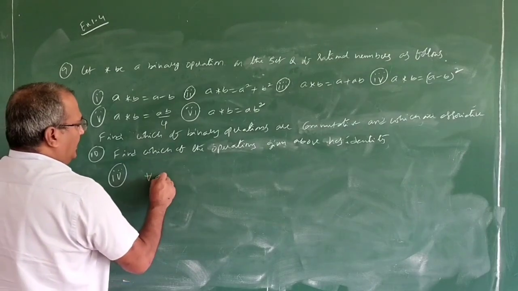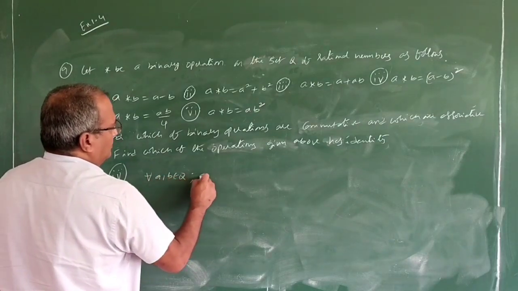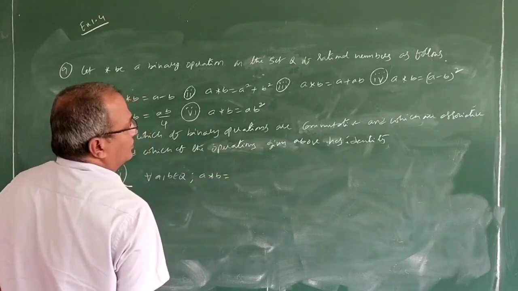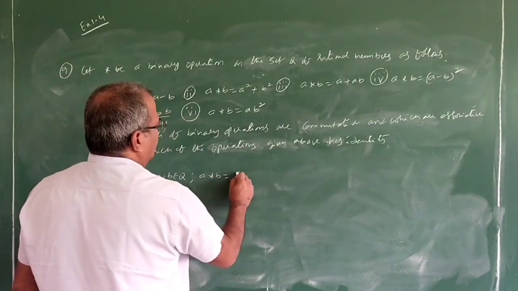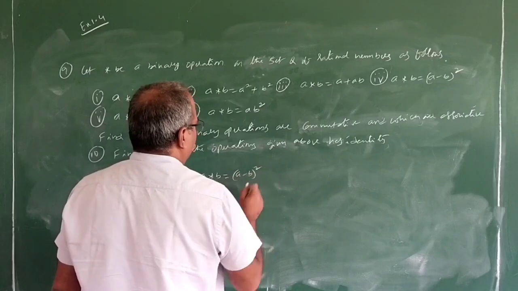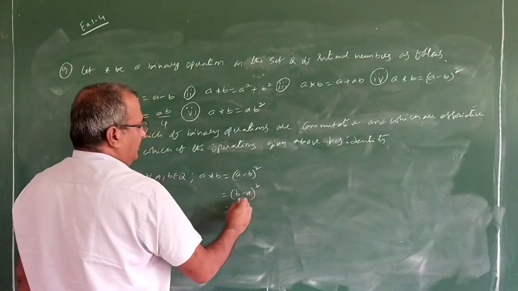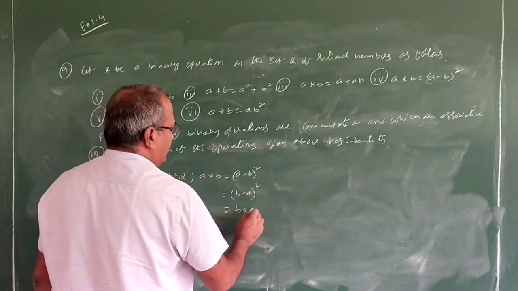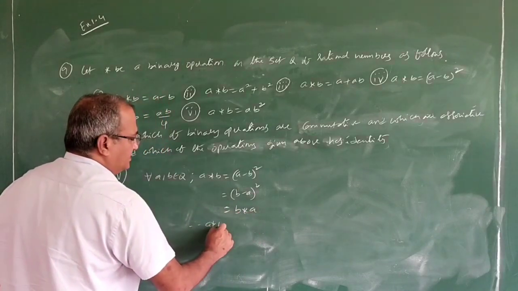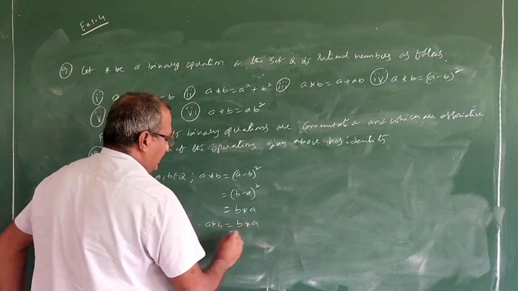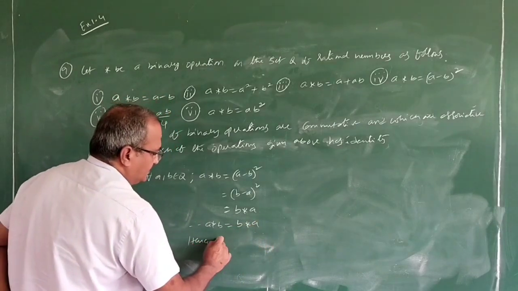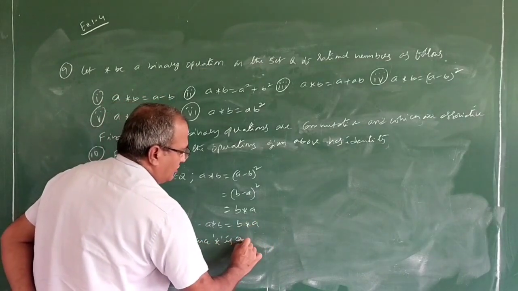For all A comma B belongs to Q, A star B is equal to A minus B whole square. Now because of whole square we can write B minus A whole square. B minus A whole square can be written as B star A. Therefore A star B is equal to B star A. Hence star is commutative.